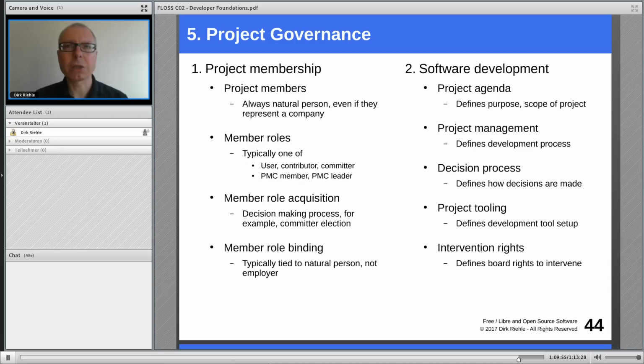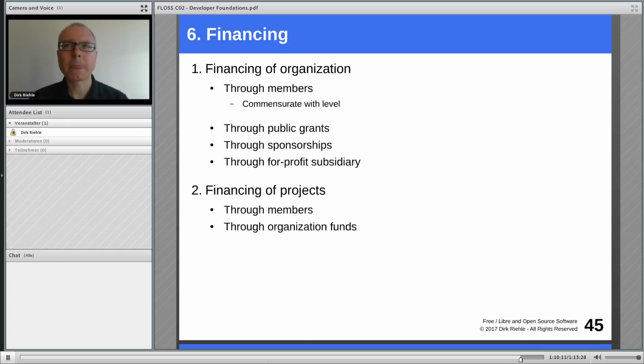Also, you need to lay out in the bylaws whether, say, an executive director of the foundation has a particular right to step in if something goes wrong. We'll shortly touch on this as part of potential dysfunctions to be observed in open source foundations.